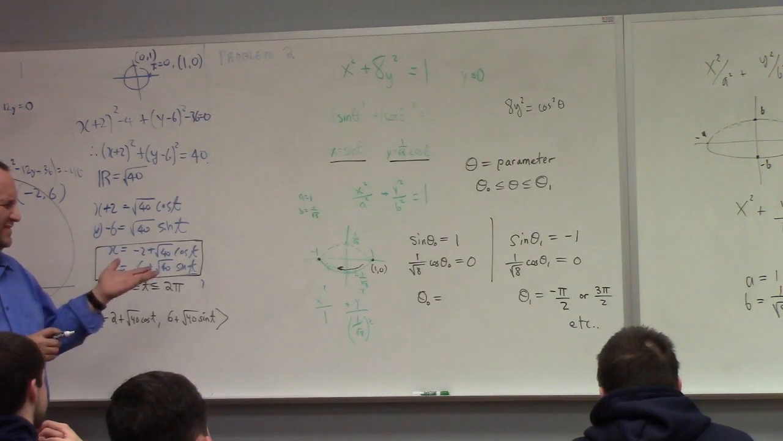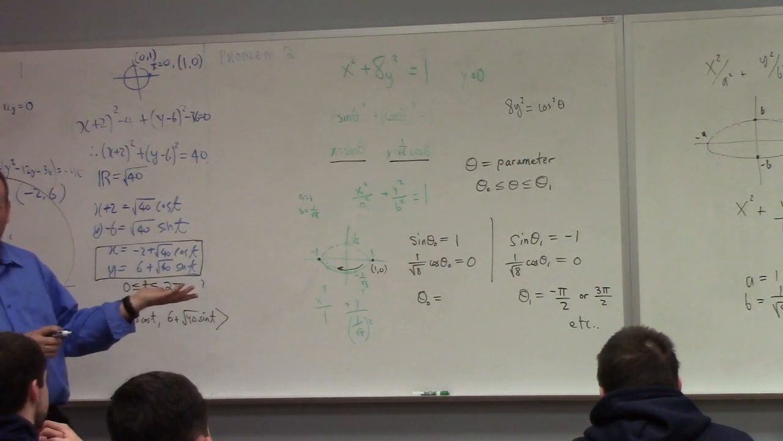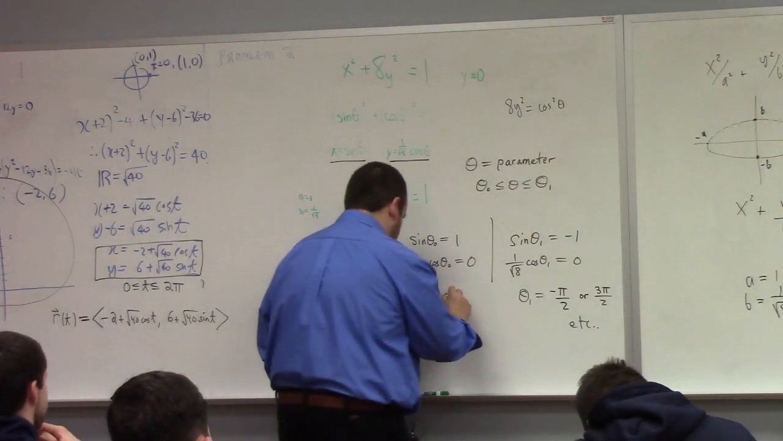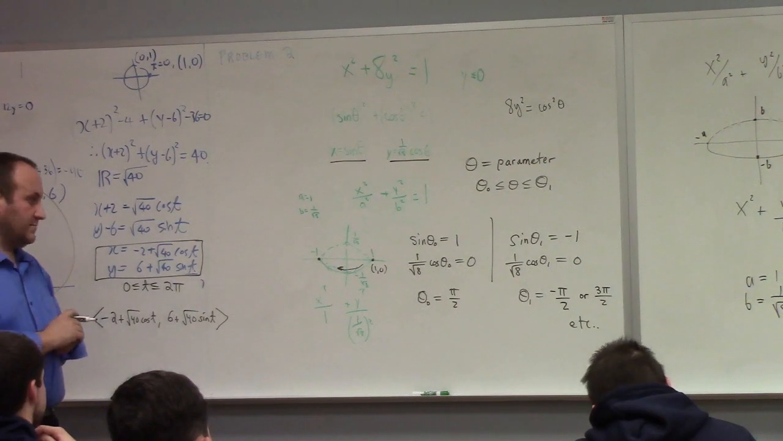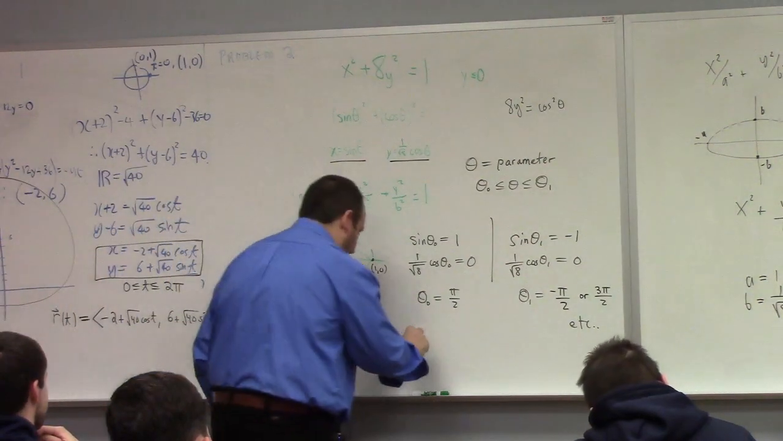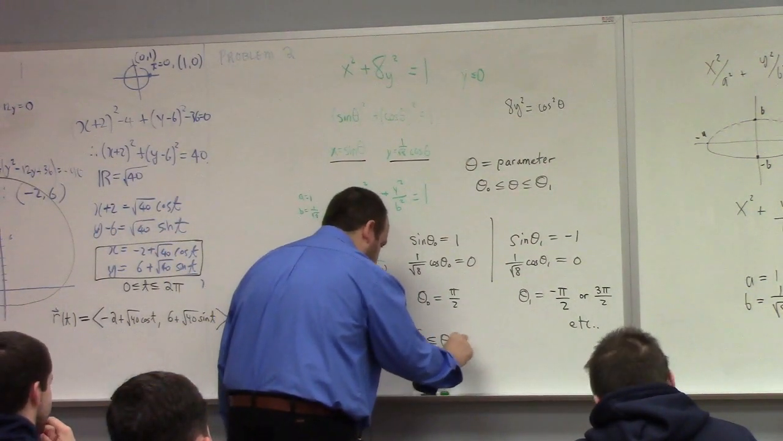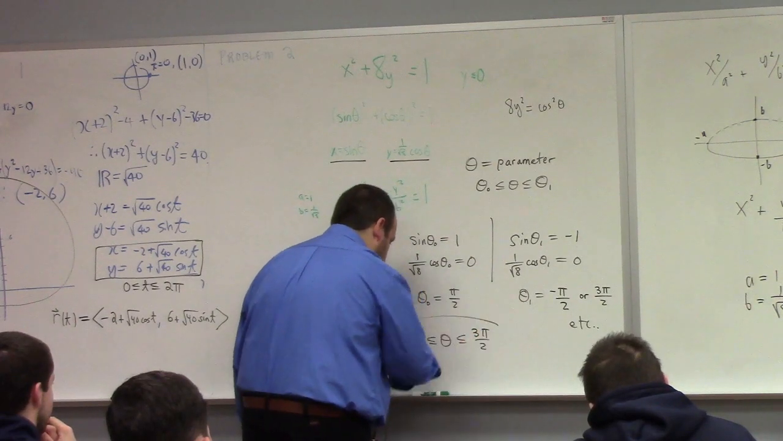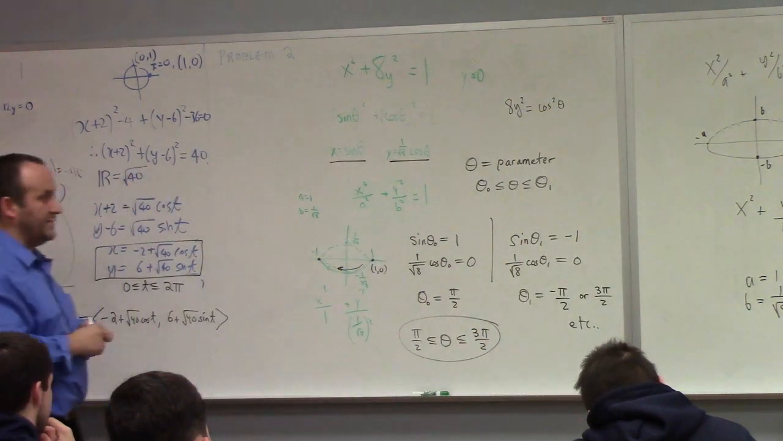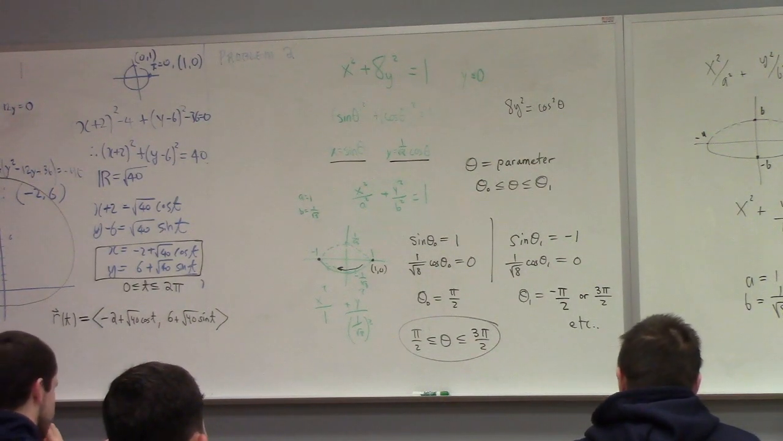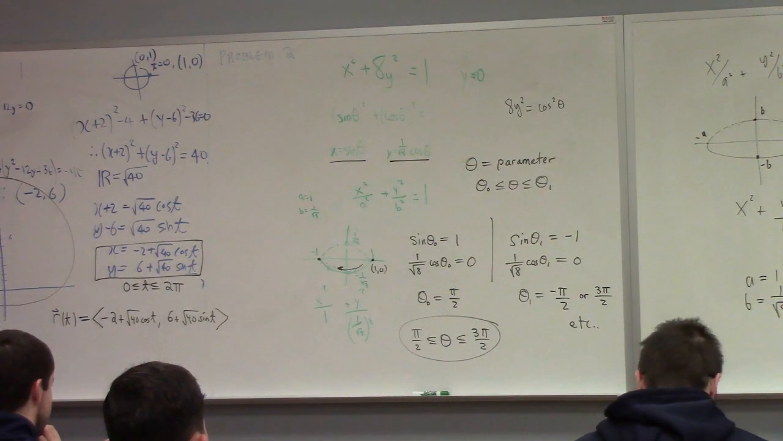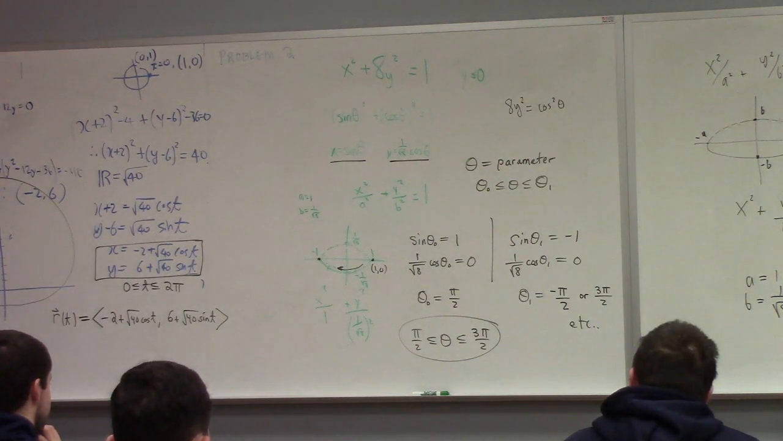How about the other one, theta 0? I think we could do pi over 2, right? Pi over 2 would work. Cosine of pi over 2 is 0. So I think what I would do if I was doing this problem is I would say pi over 2 less than or equal to theta less than or equal to 3 pi over 2. That would be the domain I would give for the parameter there, personally. You could just as well go minus 3 pi over 2 to minus pi over 2 if you liked. But I think that's a good choice.